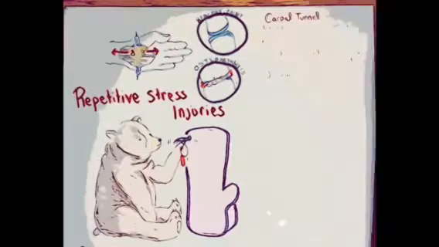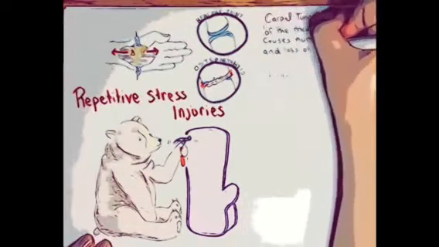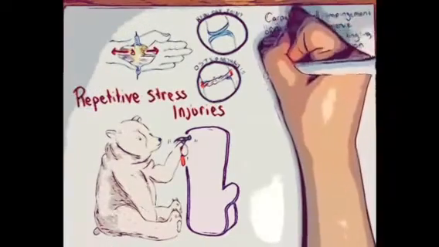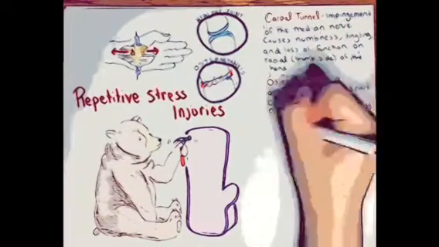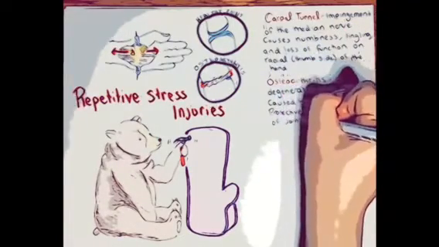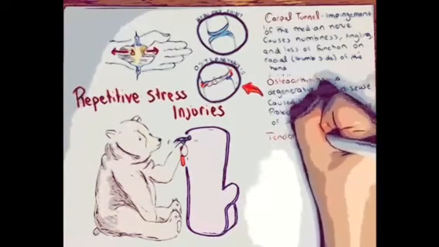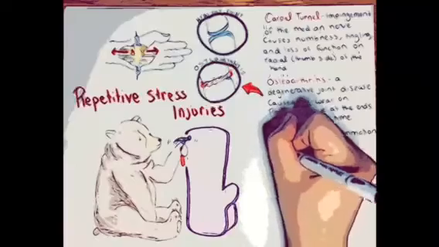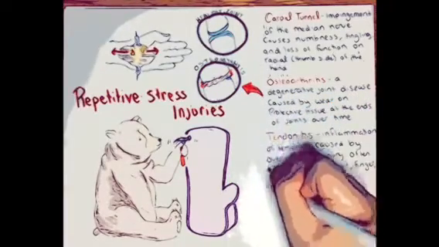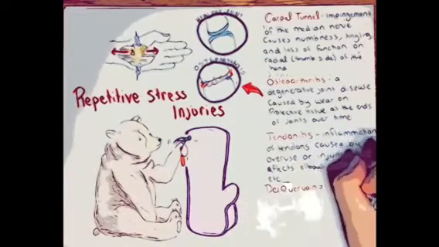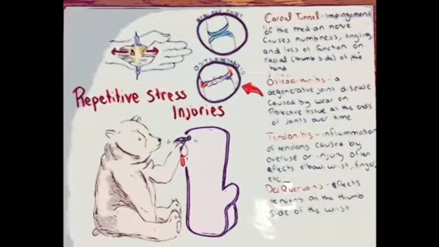In short, carpal tunnel is impingement of the median nerve, which causes numbness, tingling, and loss of function on the radial or thumb side of the hand. Osteoarthritis is a degenerative joint disease caused by wear and tear on protective tissue at the ends of joints over time. Tendonitis is inflammation of tendons caused by overuse or injury and often affects the elbow, wrist, or fingers. And DeQuervains affects the tendons on the thumb side of the wrist.